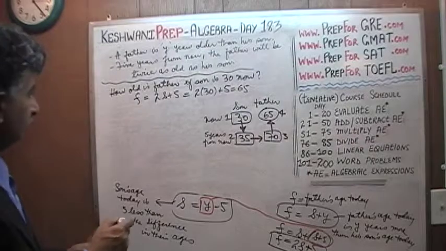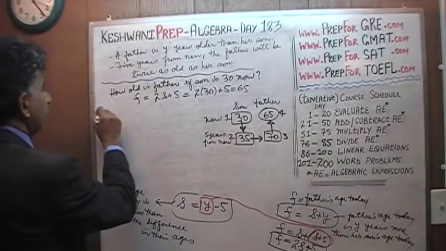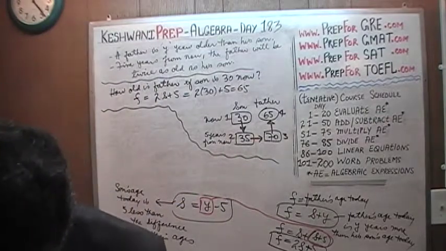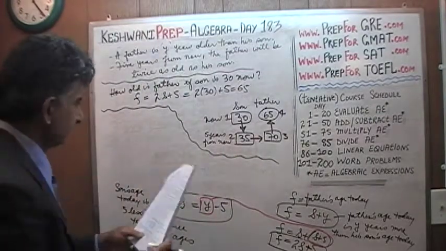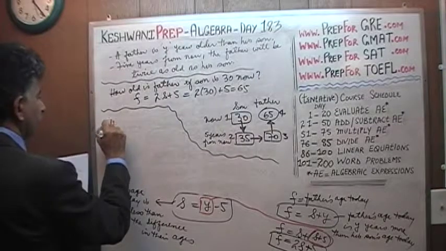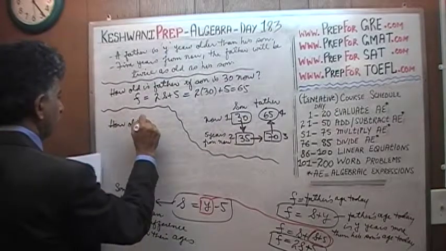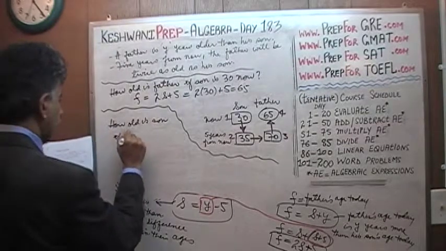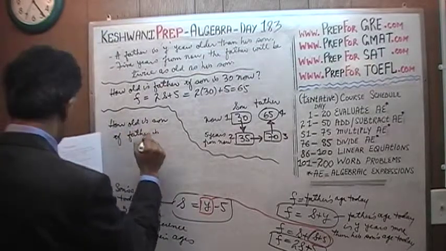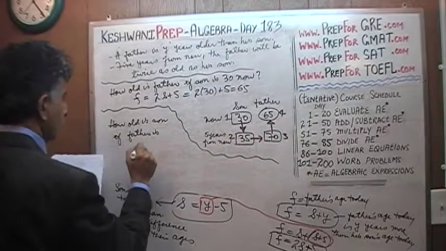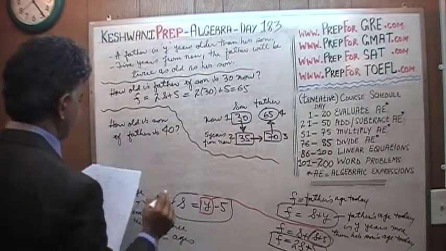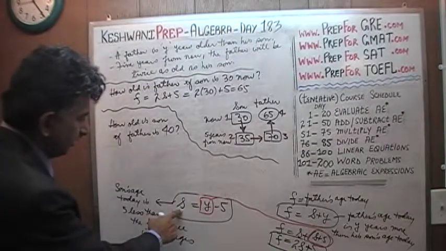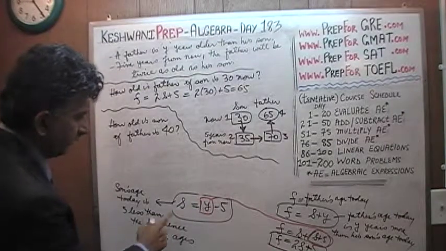Again, need a lot of room. Let's keep it separate. Here's the next question. How old is son if father is 40? Let's do that problem, shall we? How old is son? Well, here's our equation. How old is son if the father is 40?